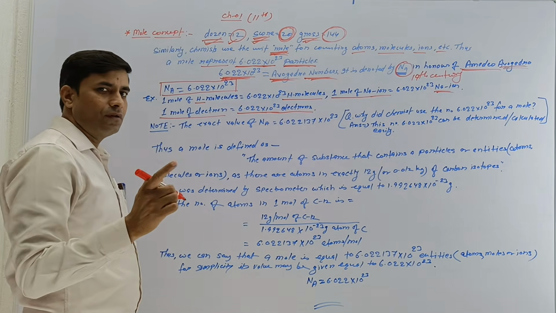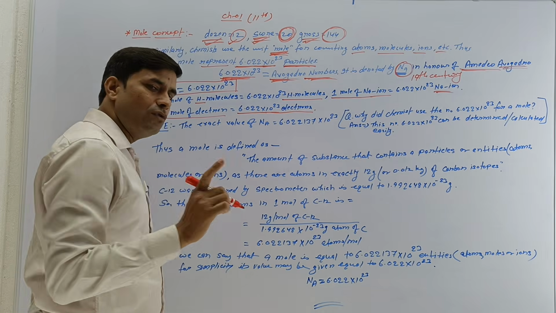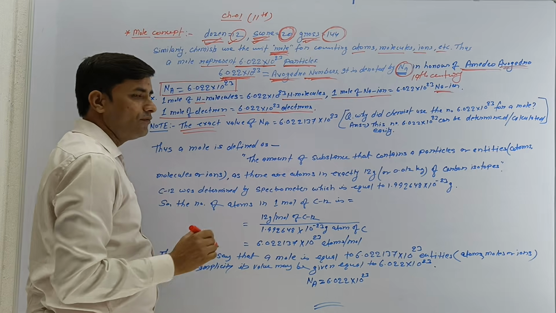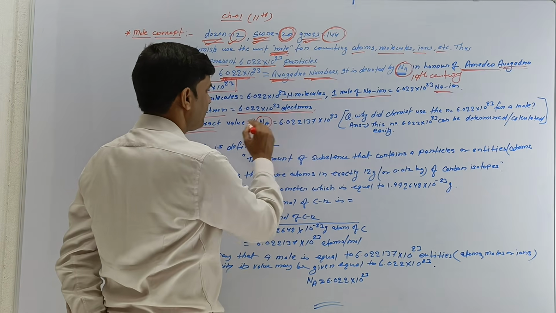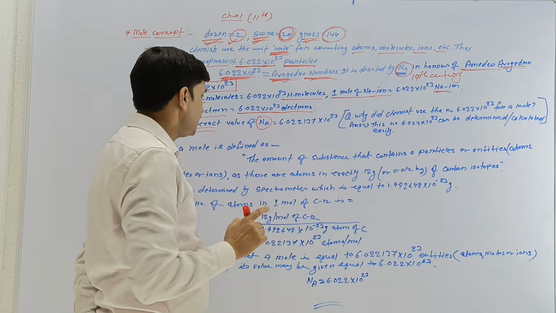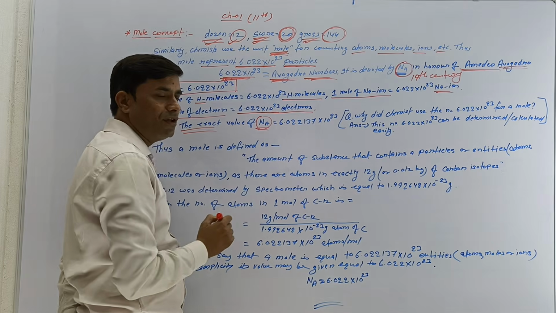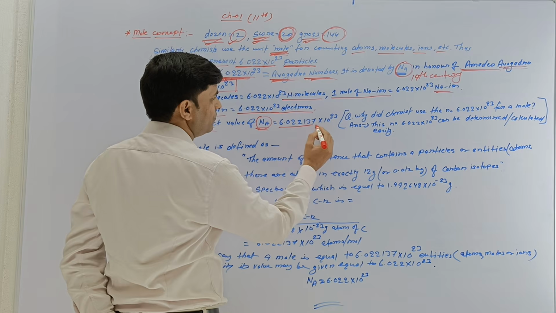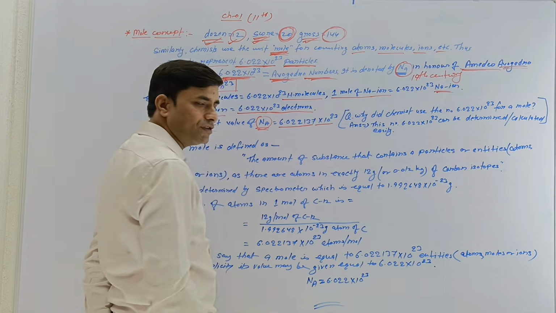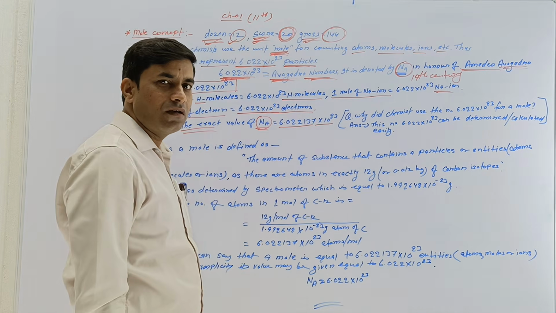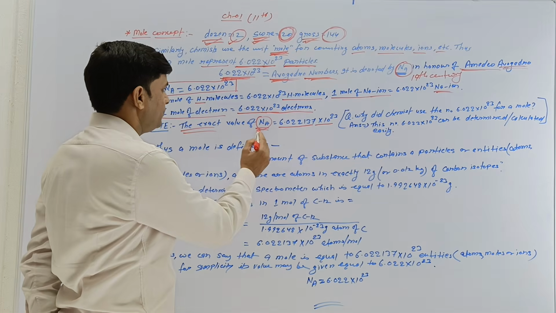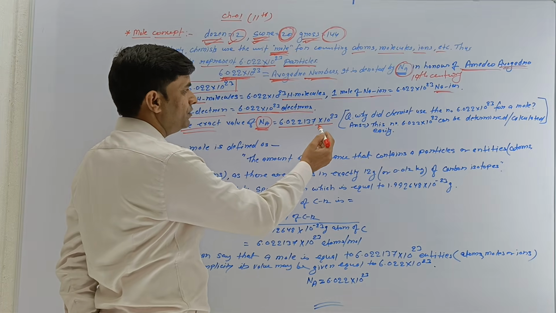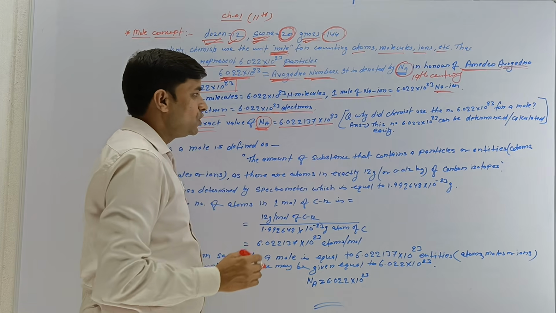So remember, do you know the exact value of the Avogadro number? The exact value of the Avogadro number is 6.022137 into 10 to the power 23.